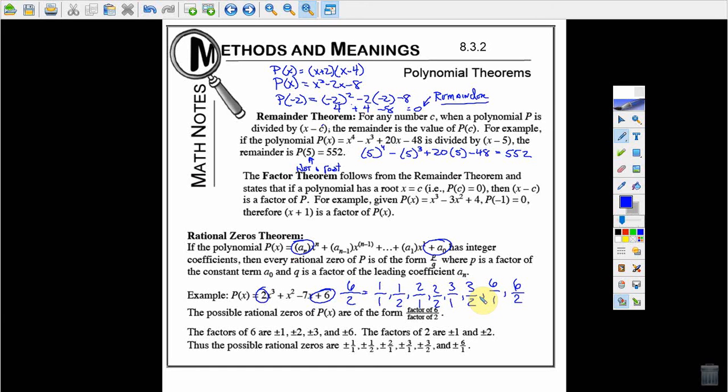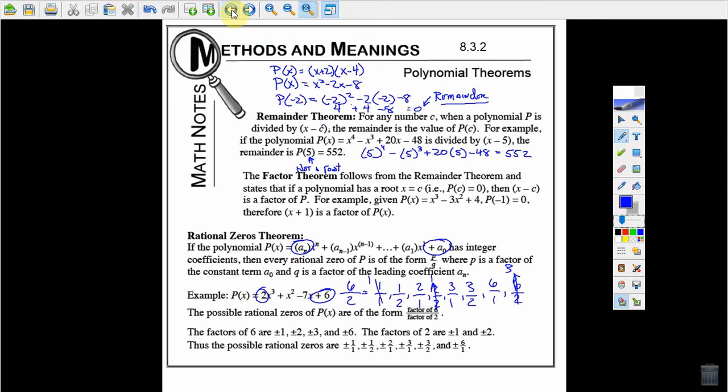And so that's what I should start testing. You'll notice that a couple of these reduce, right? 6 over 2 would be 3. That's 6, 3, 1. So there are some duplicates in here that make this a little less daunting than it looks right away. And so you need to start plugging those in and see where you get remainders of zero, and those will give you your roots.